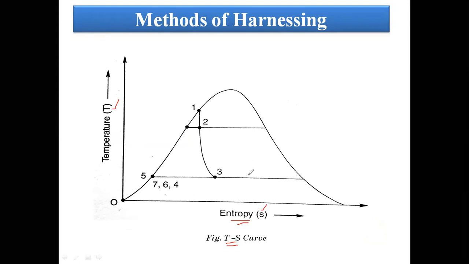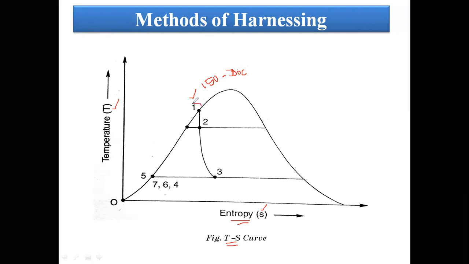In this characteristic, the numbering is given as 1, 2, 3, 4 and then 7, 6, 4. The first one indicates geothermal brine in the well at high temperature. Actually, in the geothermal power plant, the temperature is maintained from 150 to 300 degrees centigrade.